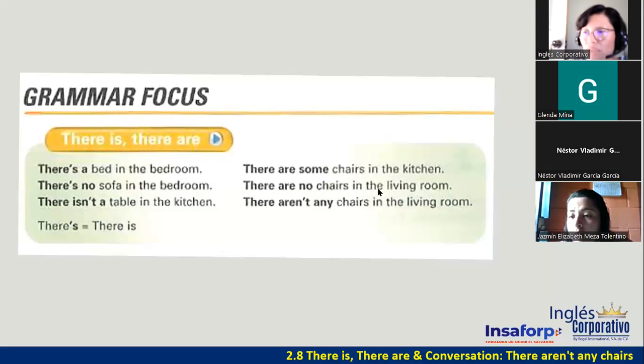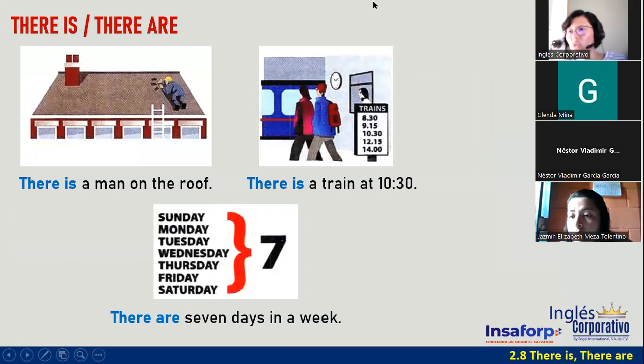¿Qué más vimos en la última clase? Well, I was saying that we use a, ¿verdad? With singular. And we use some with plural. Repito, we use a for singular and some for plural. Decíamos que any lo usábamos nada más para negativas y preguntas, ¿verdad? Entonces, eso era lo que vimos respecto al there is y el there are.